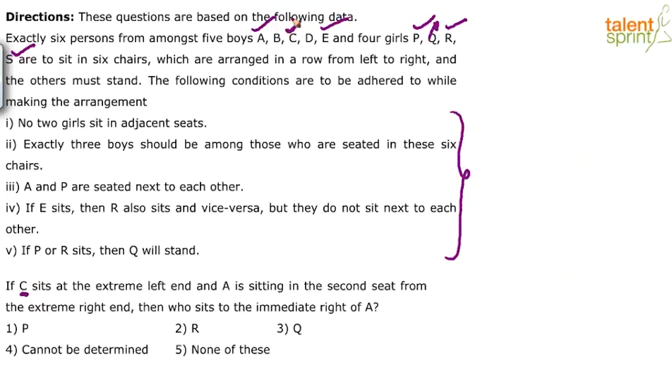C has been selected. According to this question, it is not always. According to this question, C has been selected. So we now know who are the 3 boys and the 3 girls. A, C, E are the 3 boys. P, R and S are the 3 girls. We know that there are total 6 positions: 1, 2, 3, 4, 5, 6.